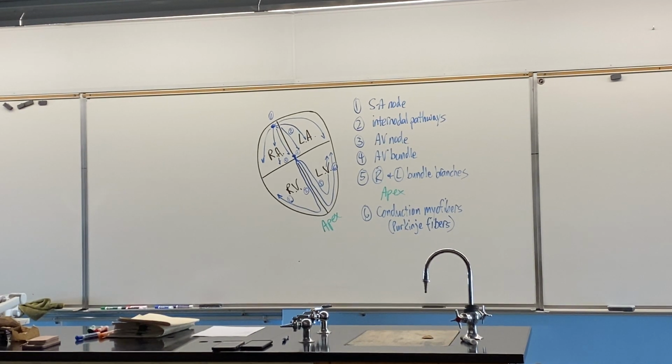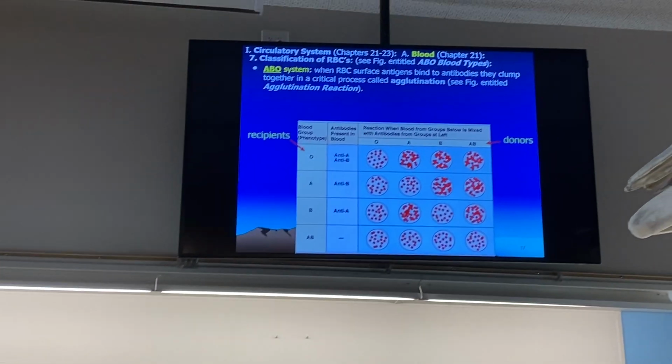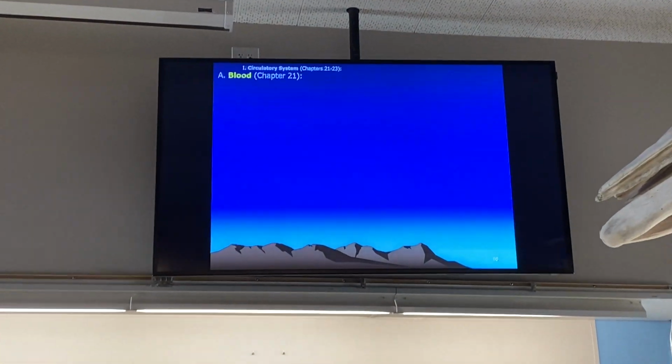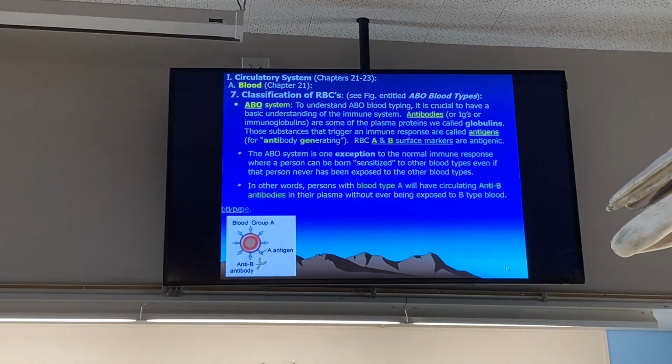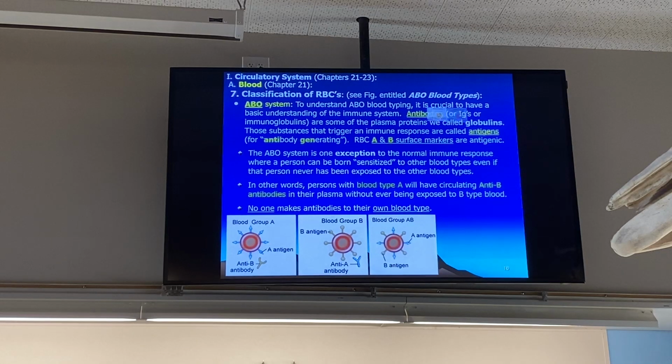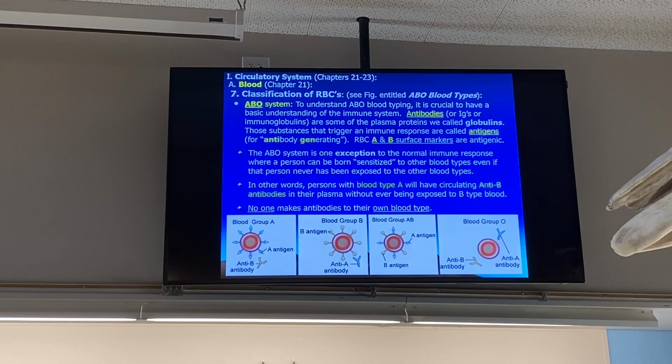All right, this is where we left off. Blood typing. We did the ABO just as a review. Remember that in the first diamond, this ABO system is the exception. And that these antibodies, remember antibodies are globulin proteins. And anything that causes your immune system to make globulin proteins is an antigen. And so we have A and B surface antigens.